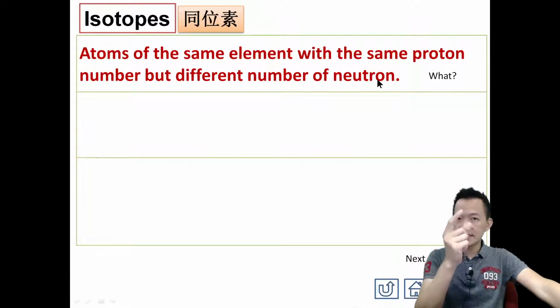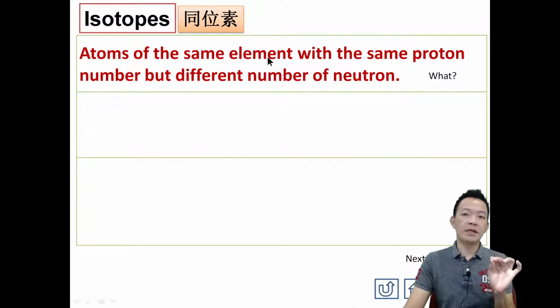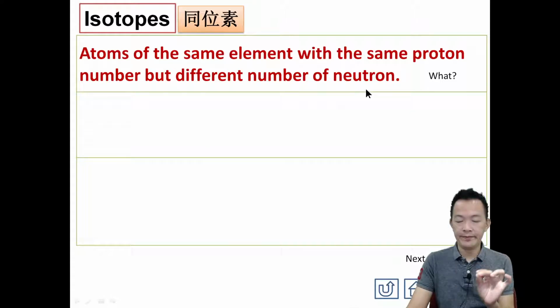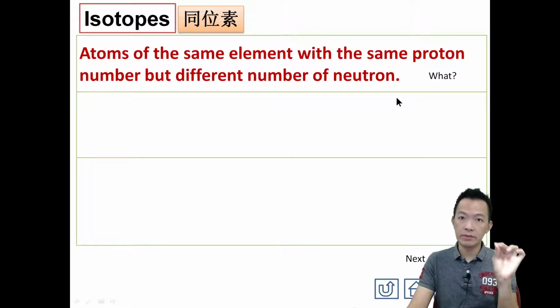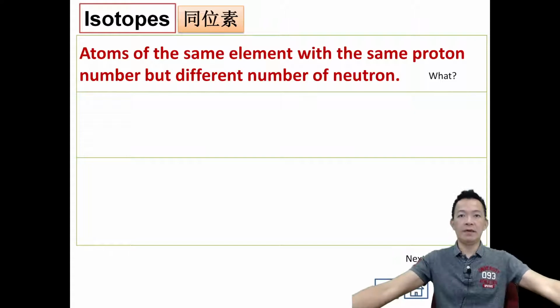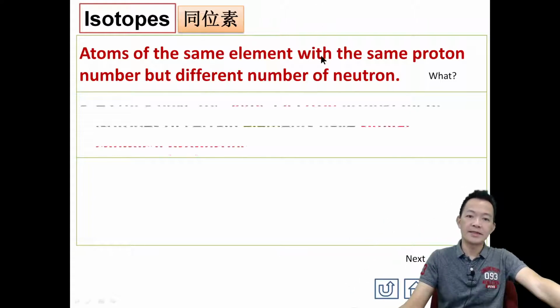Another way to write this answer: Atoms of the same element with the same proton number, but different in the nucleon number. That is correct, because the number of neutrons is different, so the nucleon number will be different. The sentence may be a bit different, but all are correct. Those who understand write correct answers. So this is what we call isotope.